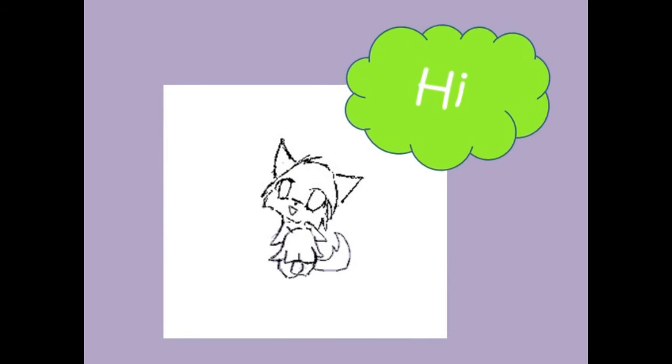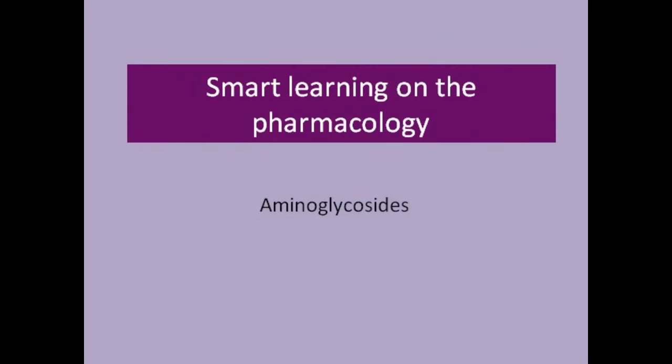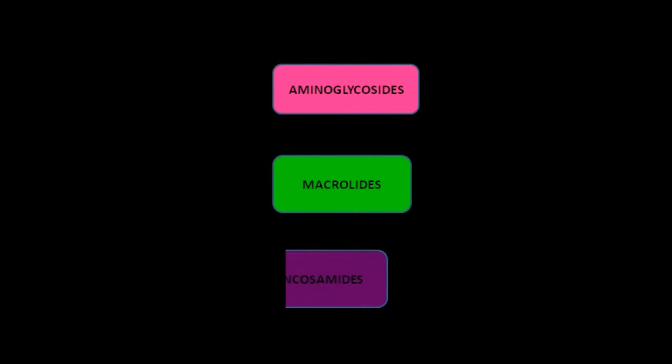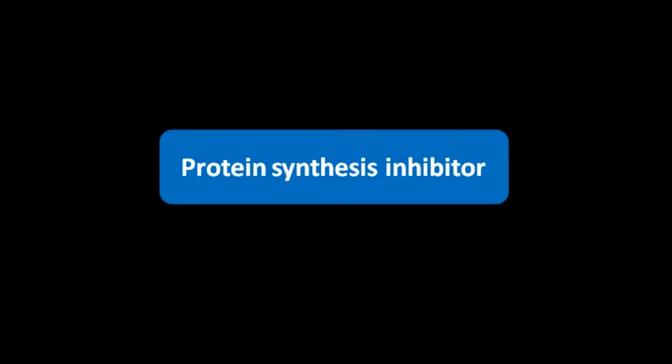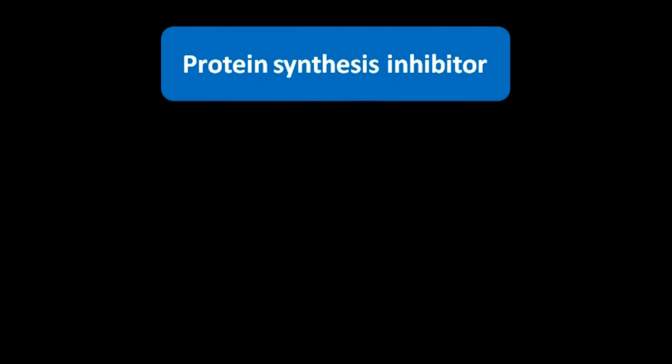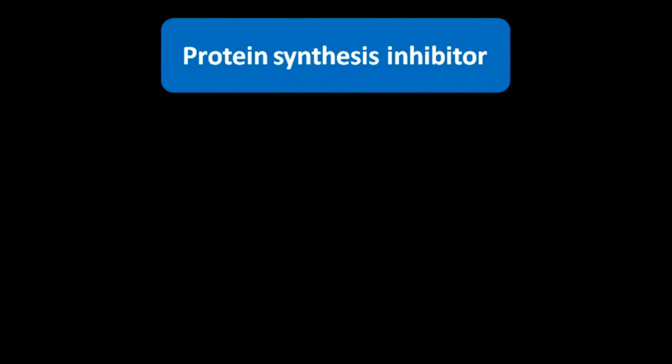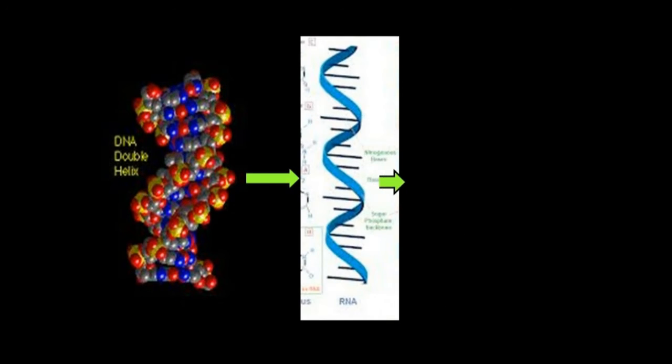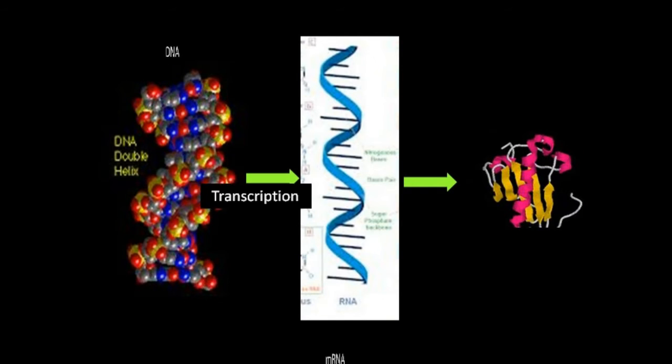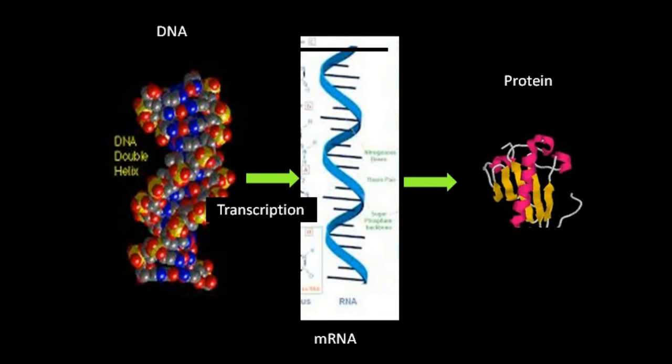Hi everyone, our topic for today is Smart Learning on the Pharmacology of Aminoglycoside, Macrolide and Lincosamide. These three antibiotics are also known as protein synthesis inhibitors. For your information, proteins are synthesized according to the instructions contained in the DNA nucleotide sequence. It includes the process of transcription and translation. The antibiotics above are able to inhibit the bacterial protein synthesis.